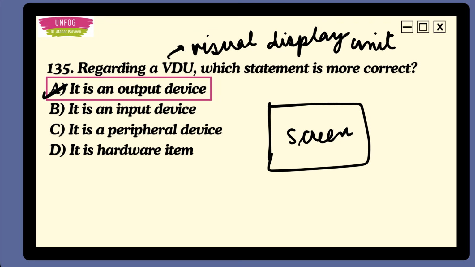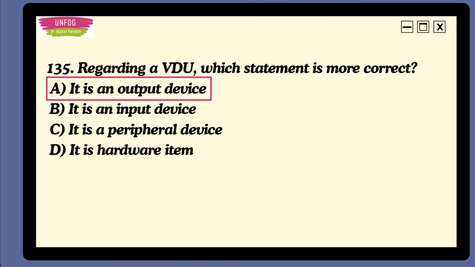Because can a video be an input? Especially in old computers like that. Can video be input? No. Peripheral device and hardware item, it is not even in question. Video you cannot touch. You know what hardware items are? No. Items of parts of a computer that you can touch and feel are called hardware items. Can you touch a video? You cannot. So it is a very easy answer actually. It is an output device.